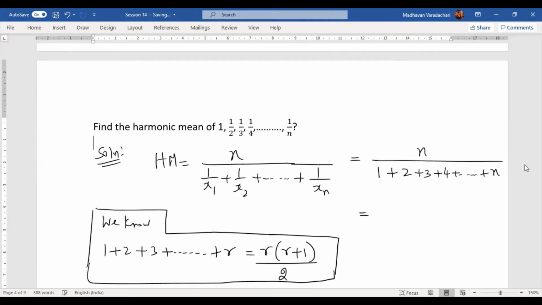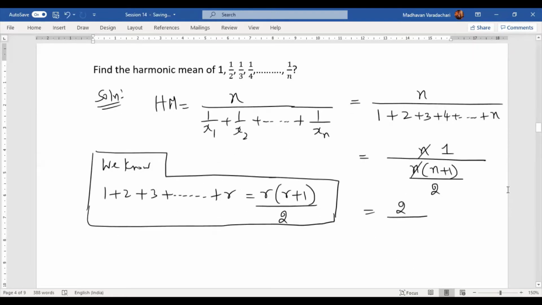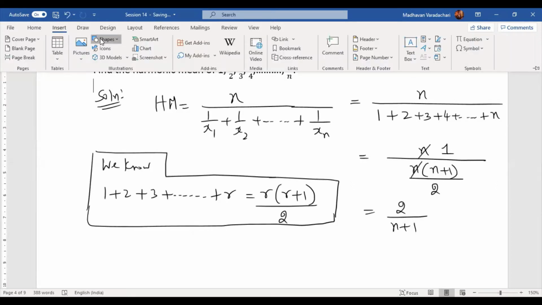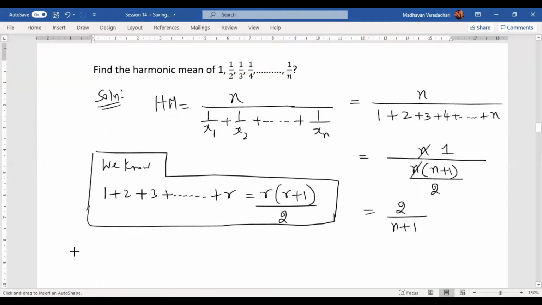So I can write it as n divided by, instead of r, now it is n. So I will write n into n plus 1 divided by 2. I can cancel this n and this n, make this 1. So 1 divided by n plus 1 by 2 becomes 2 by n plus 1. So that's the solution for this problem.